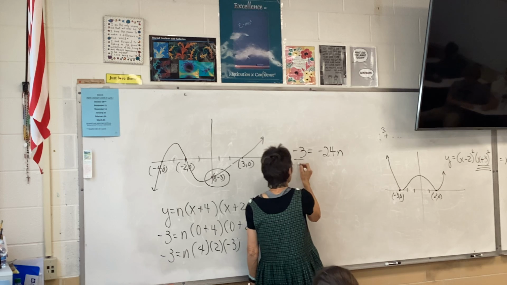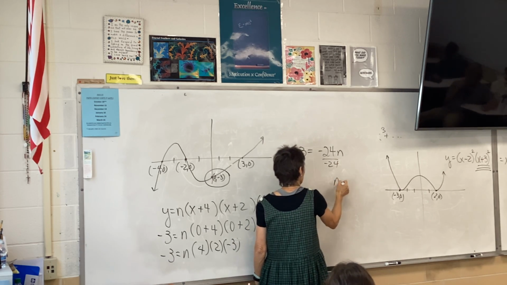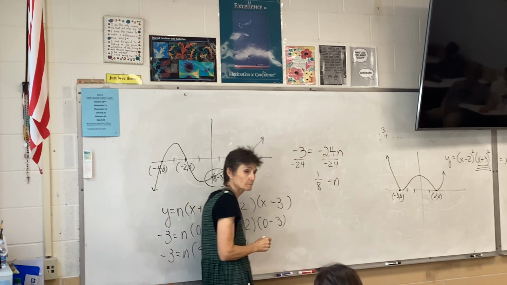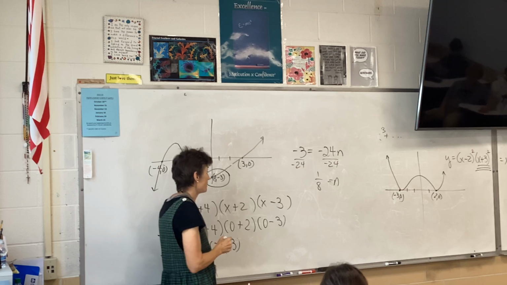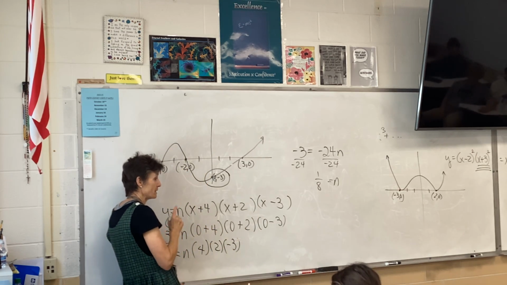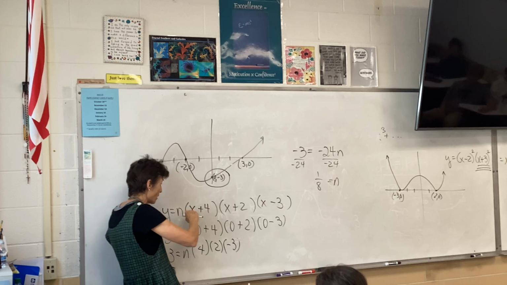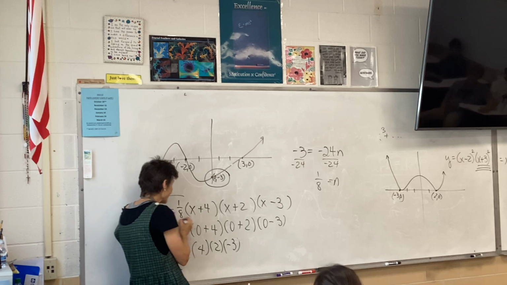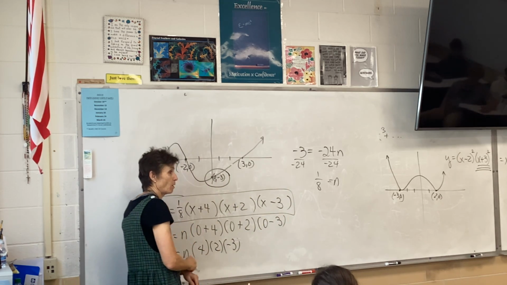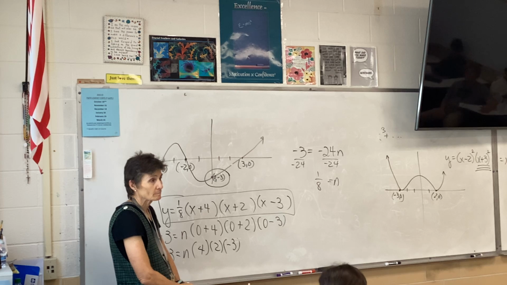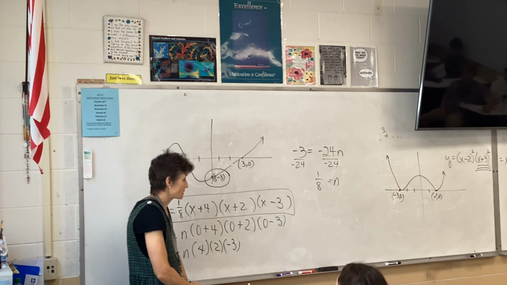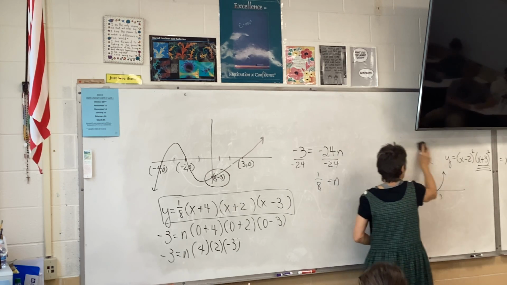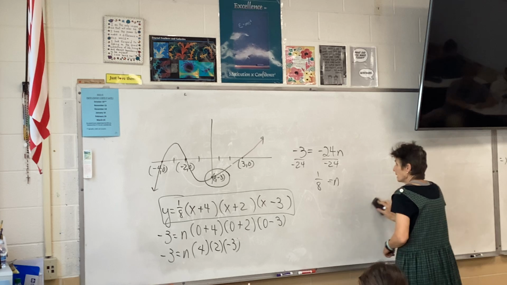So dividing, it looks like n is what? 3/24, which is 1/8. And then your answer, kids, it's as simple as this. Your answer is all that stuff, but instead of an n here, it's a 1/8. That is the answer to the problem. That's all there is to it. Truly, it is not too tough.